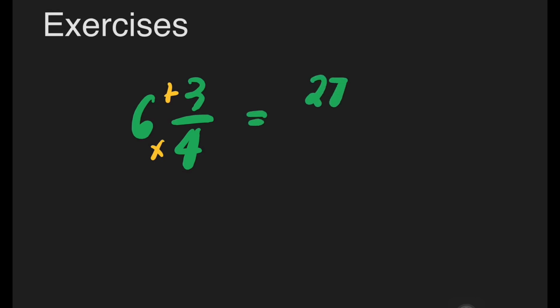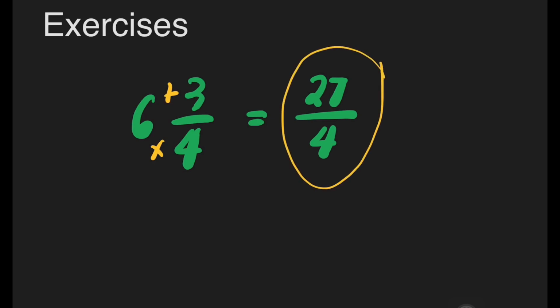We'll have another example, 6 and 3/4. So we can just proceed to our shortcut. We will just multiply our whole number and denominator, and then whatever is the product, just add it to the numerator. So 6 times 4 is equal to 24, plus 3 is equal to 27, then copy our denominator, which is 4. So our final answer is 27/4.